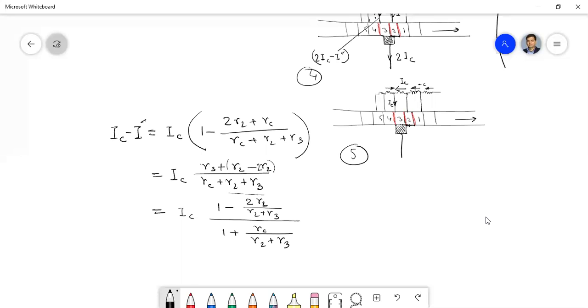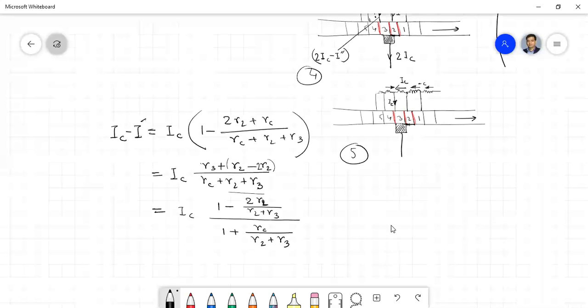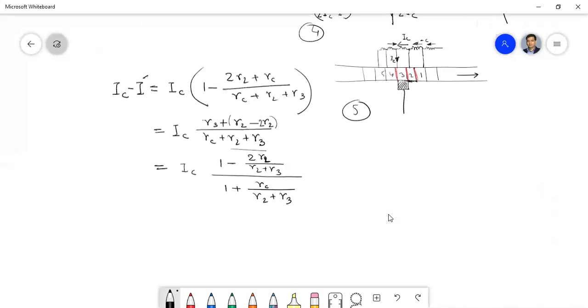So 1 minus 2R2 by R2 plus R3 divided by 1 plus RC by R2 plus R3. Now here I will make one assumption. What kind of assumption can I make here? You see the resistance. There are two types of resistance. One is the pure copper resistance. Another is the resistance between the copper segment and a semiconductor type material, that is carbon.